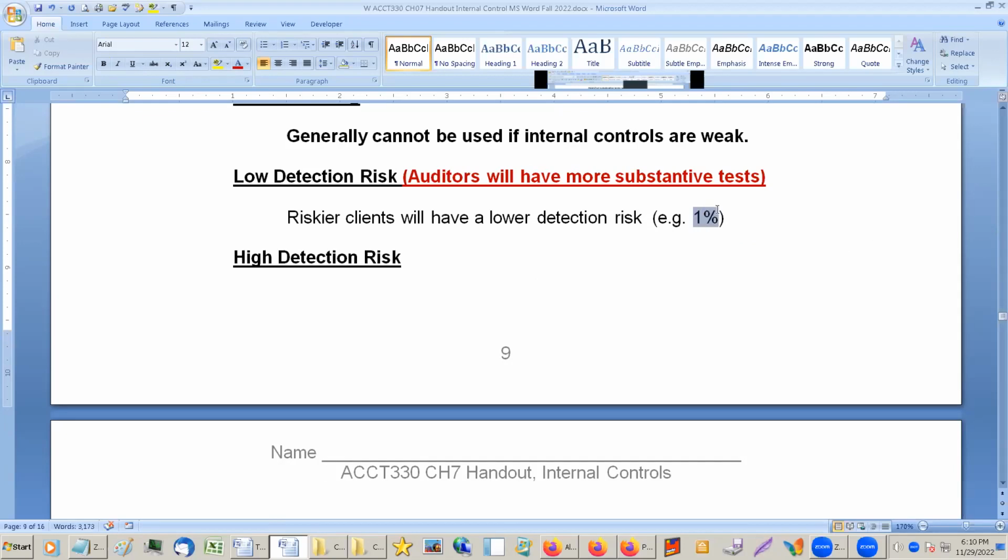So maybe you test to the 1% level. If someone's going bankrupt, they will be given a low detection risk. In other words, you're going to really have to look at everything. A client that's going bankrupt has more incentive to cook the books, just to try to stay alive. If we don't cook the books, we're not going to get a bank loan, that sort of thing.